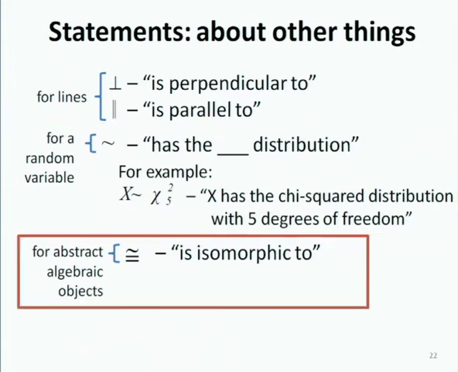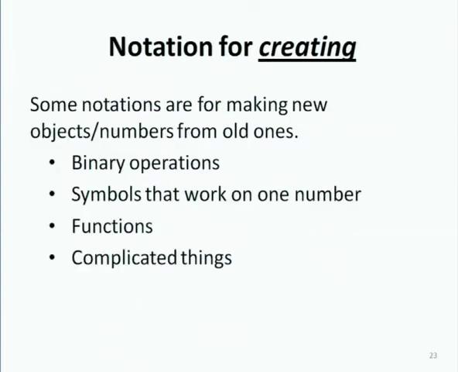And this is an abstract symbol that you probably won't see, but it's for abstract algebraic objects. It means "is isomorphic to," which is the same as congruent, but for sets. So there are plenty of others, and if you see them, please ask. And that's it for things for making statements.